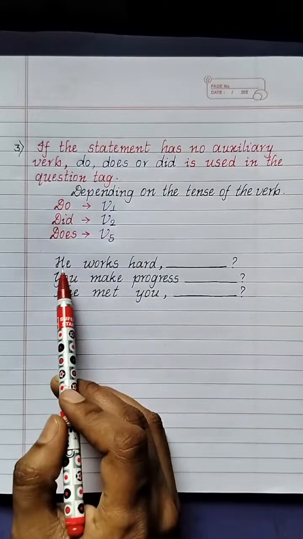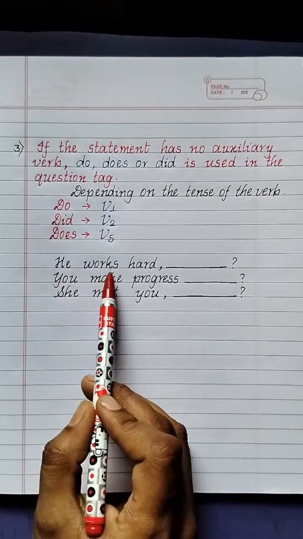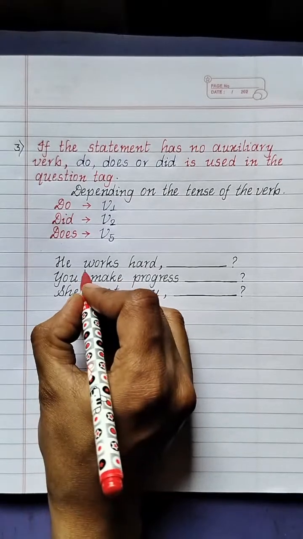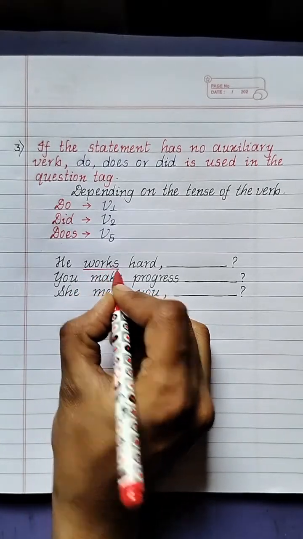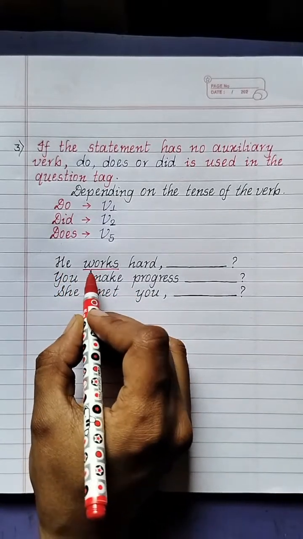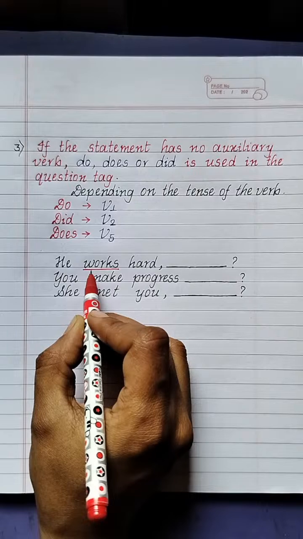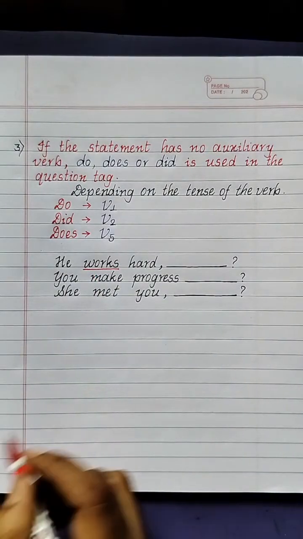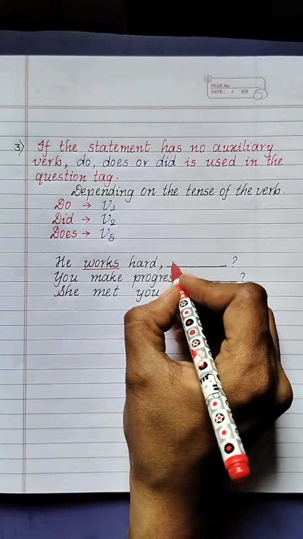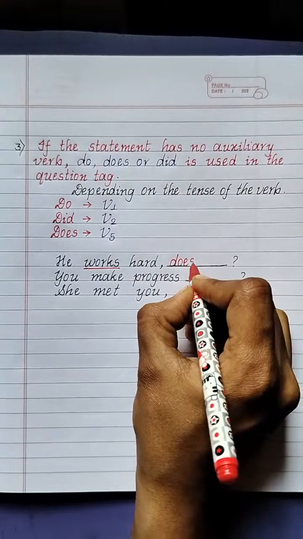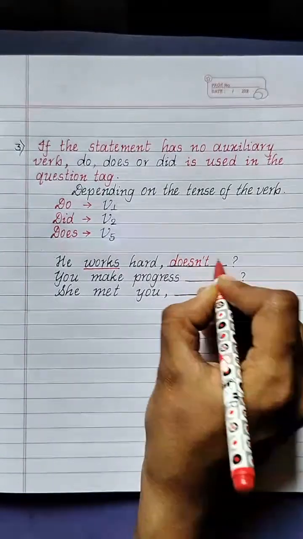So similarly, you can see in the first sentence, he works hard. Here the verb works is in V5. Okay, works is here V5. So it will be here doesn't he.